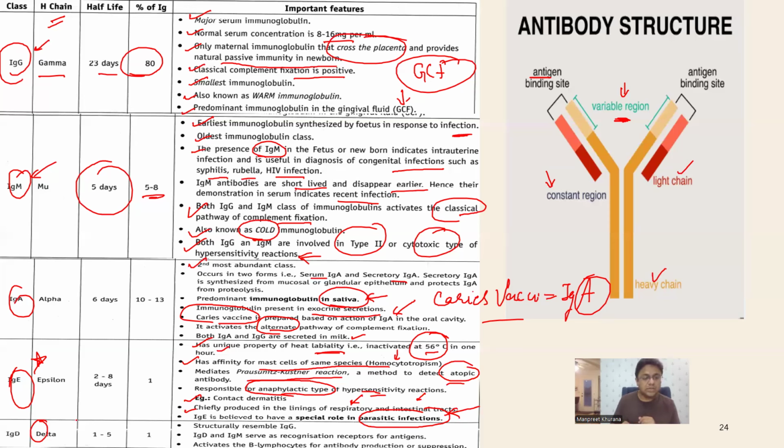Now, last but not the least, IgD. It structurally resembles IgG. IgD and IgM serve as recognition receptors for the antigens and activate the B lymphocytes for antibody production or suppression. We'll also read about the various B lymphocytes and T lymphocytes, cell-mediated immunity, and humoral-mediated immunity. Humoral means antibody-mediated immunity, right? In cell-mediated immunity, we have the cytotoxic T cells and the helper T cells. And the B cells are involved with humoral immunity whenever antibodies are formed. So B cells convert into plasma cells, which give rise to antibodies.